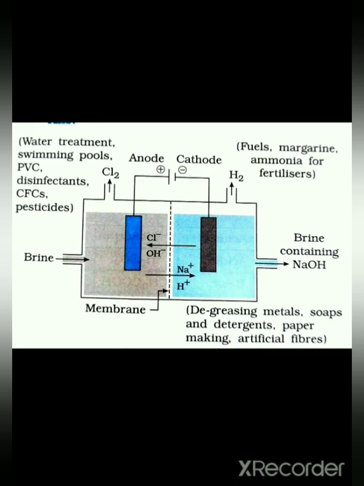So in this chlor-alkali process we obtained three products, that is sodium hydroxide, chlorine and hydrogen. All are having different uses. Only from electrolysis of NaCl we can obtain all these different products which are useful in our day-to-day lives. Electrolysis of brine gives sodium hydroxide.